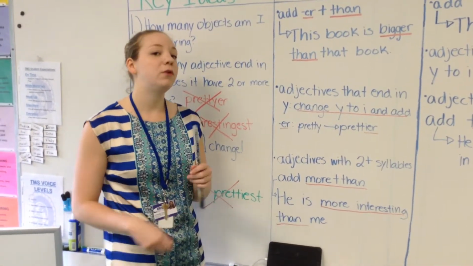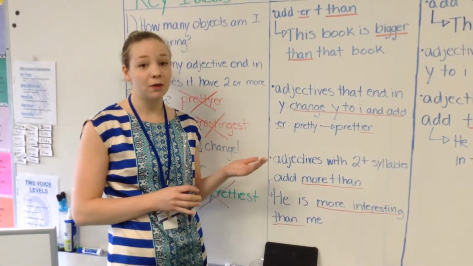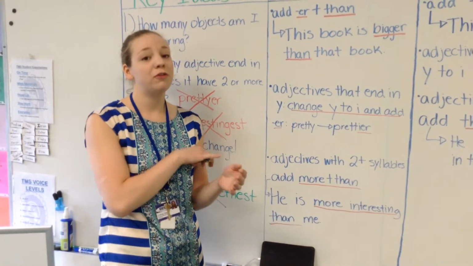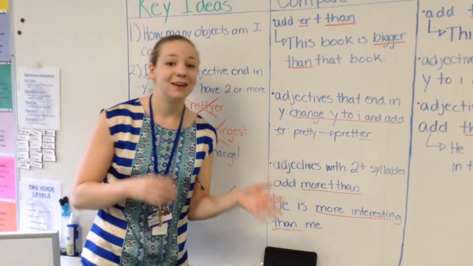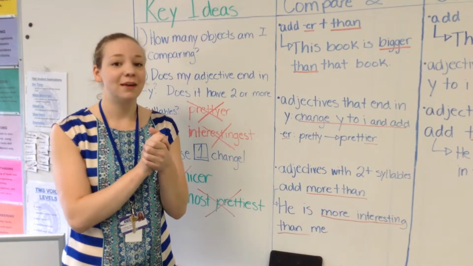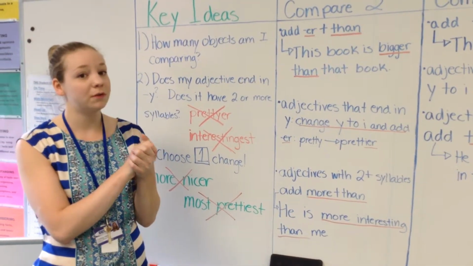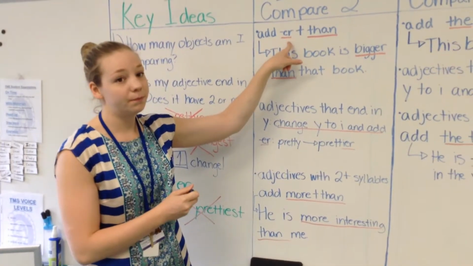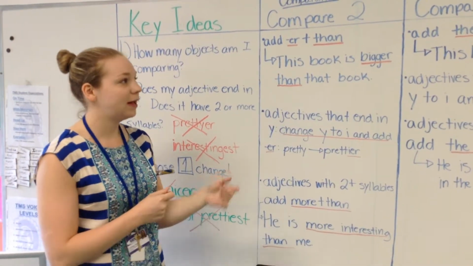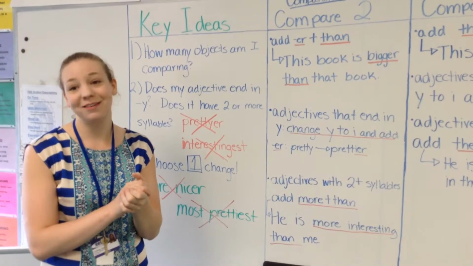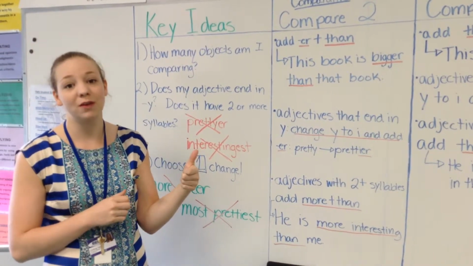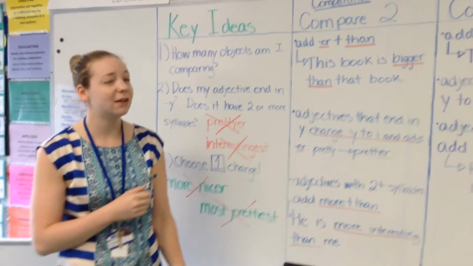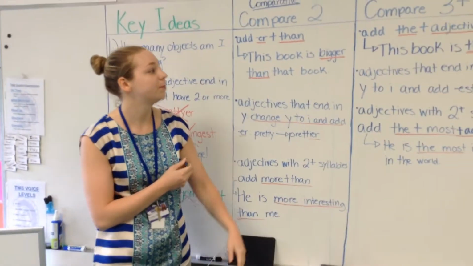So if you're thinking of using an adjective that might be more than 2 syllables, you can always check using the clap test. Interesting. Ooh, that's 4 syllables. I better use more than and not ER. Now if we have a word like nice, okay, one syllable. I think it's safe to use ER than. Okay, so that's a really easy way to check that one.